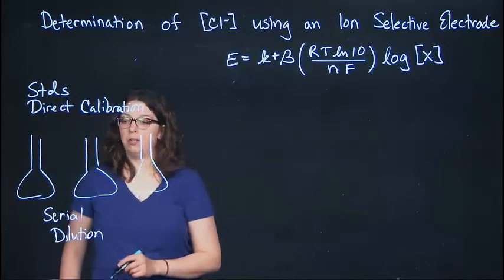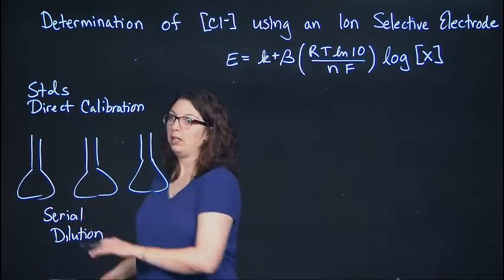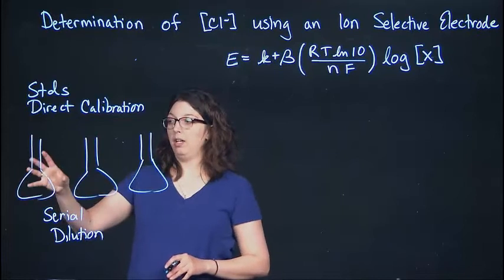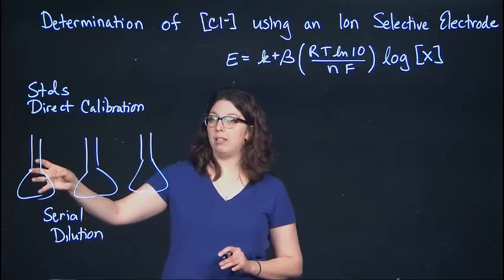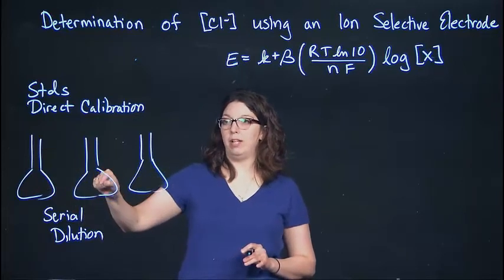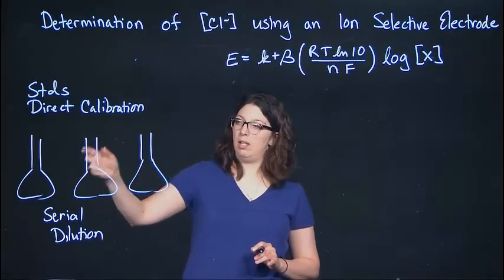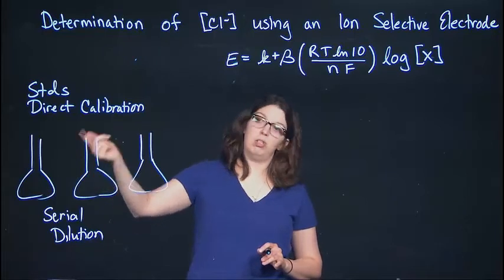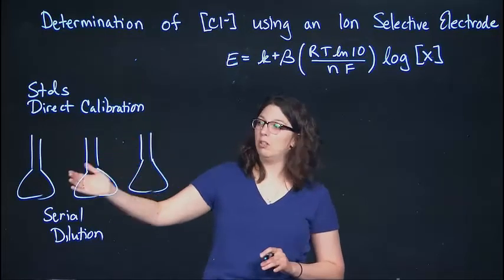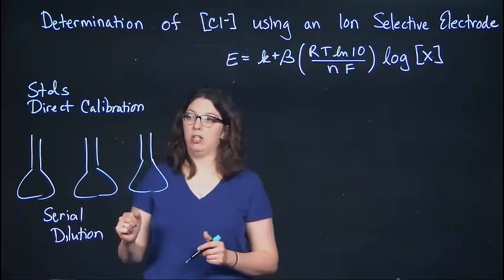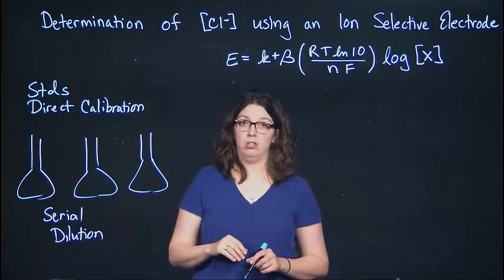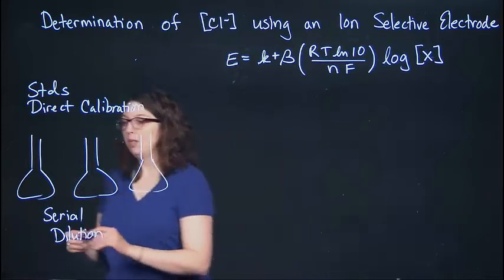In serial dilution, you're going to make a concentration of chloride ion in one of the flasks. You're going to take some of that solution, put it into another flask, and dilute. Take some of this new solution, put it into the next flask, and dilute. So you're making a series of concentrations, each one less concentrated than the one before it, obviously.